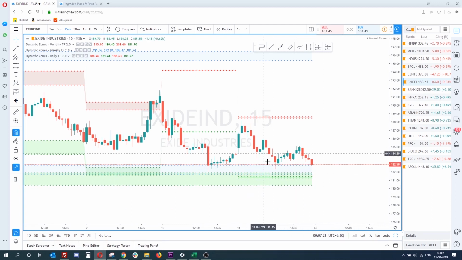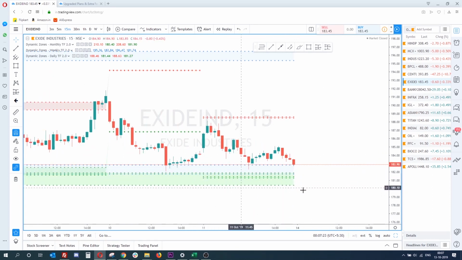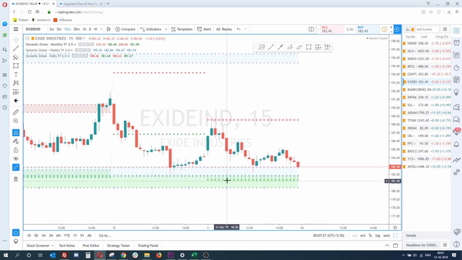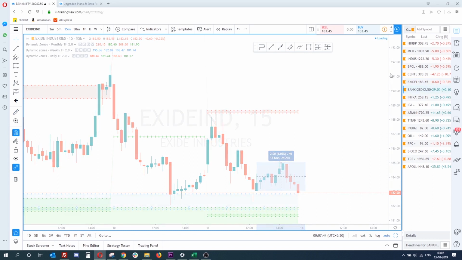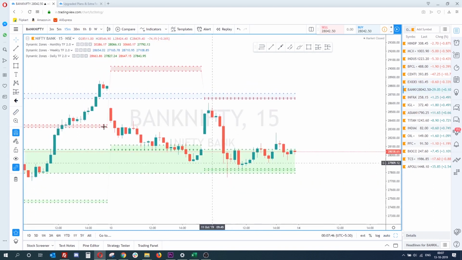The reason I chose this is because there are three zones. This is the weekly zone, and the smaller one you see in the middle is the daily zone, and the huge green one is the monthly zone. And there was pressure here, so probably you can take a trade. And this again gave us more than 1%. We are going to book only 0.5%, right? So again, this is Bank Nifty, I guess.